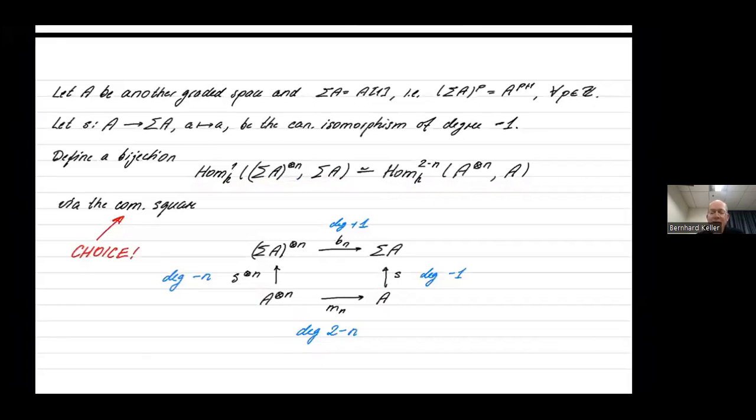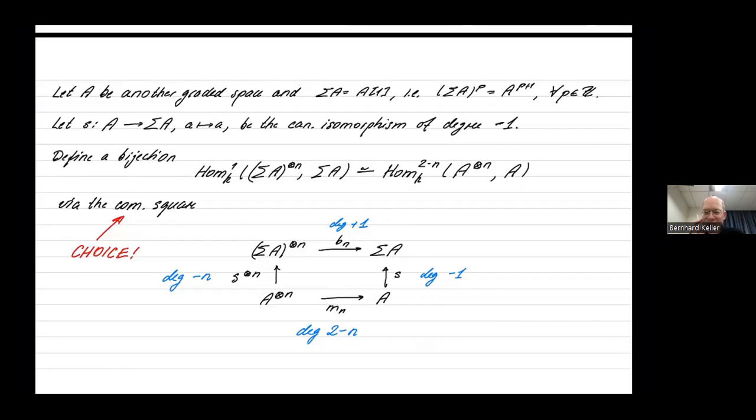And here there is a choice. We require this square to be commutative. We could also, for example, require it to be anti-commutative, or we could require it to be commutative or anti-commutative according to the parity of n. So we have at least 3 possible conventions, and this leads to at least 3 possible conventions for the sign in the definition of the A infinity structure.